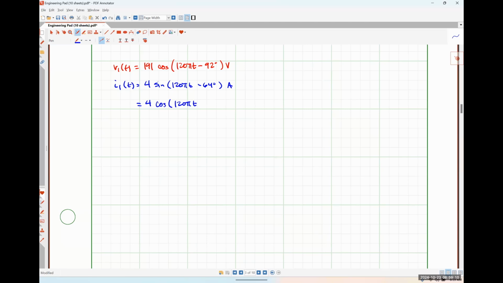What comes next? So hit me with a number. So to go from sine to cosine, we subtract 90. To go from cosine to sine, we add 90. We are going from sine to cosine. So negative 64 minus 90 is negative 154, right? Did I do that mental math correctly?